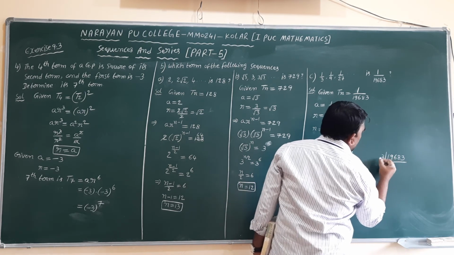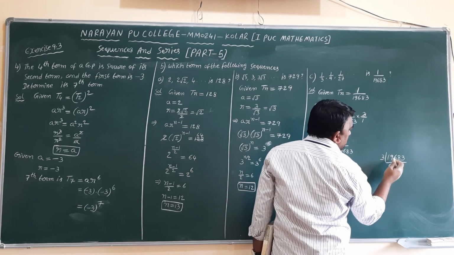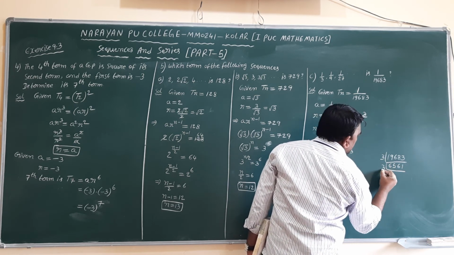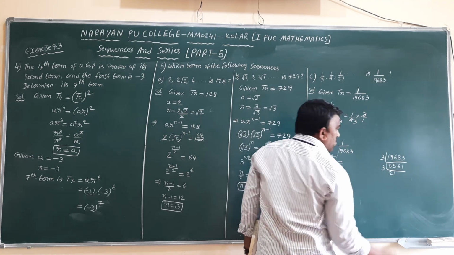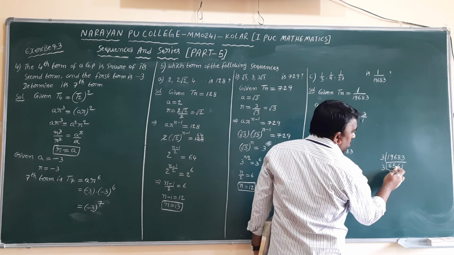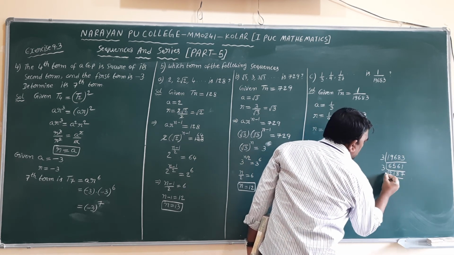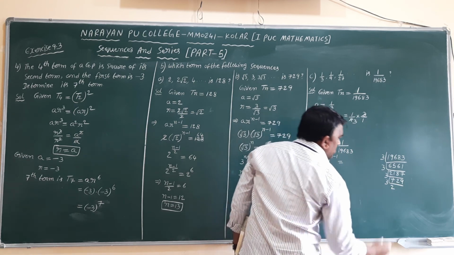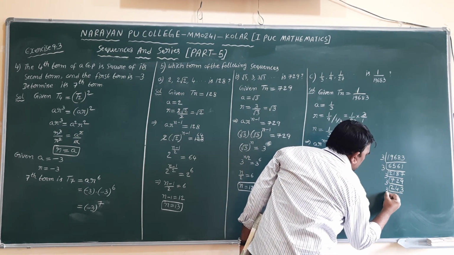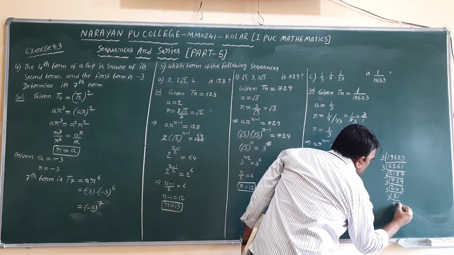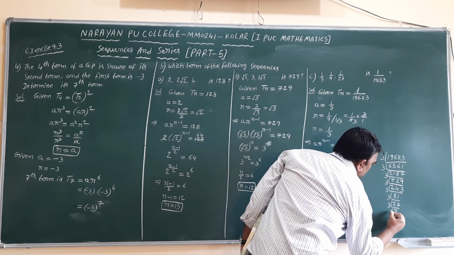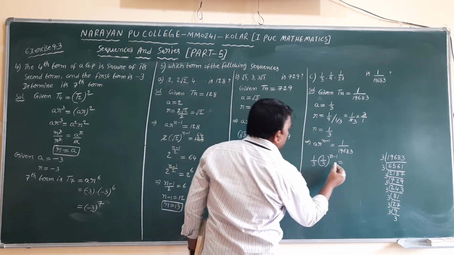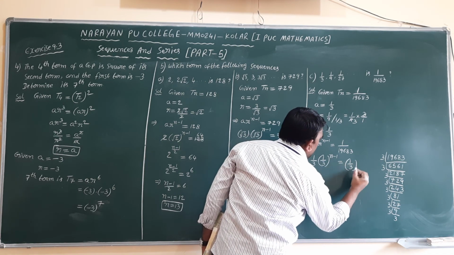Now we can take the factorization of 19683 by repeatedly dividing by 3, using the 3 table. Counting how many times we divide by 3, we get 3 power 9. So it is 1 by 3 whole power 9.